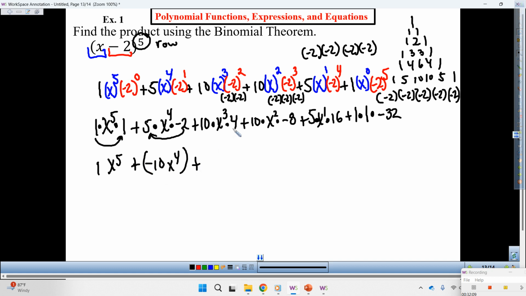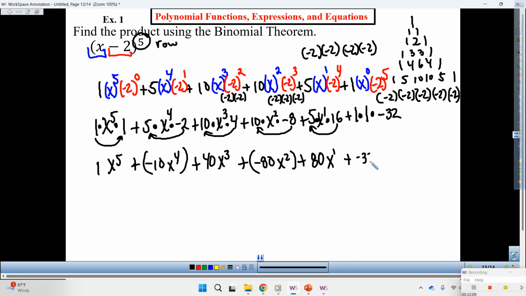What is 4 times 10? 40, x to the 3rd, plus. What is negative 8 times 10? Negative 80, in parentheses, x to the 2nd, plus. What is 16 times 5? 80, x to the 1st, plus. What is 1 times 1 times negative 32? Negative 32, and we are done. Copy that, please.